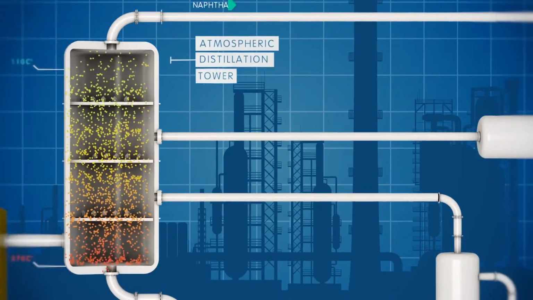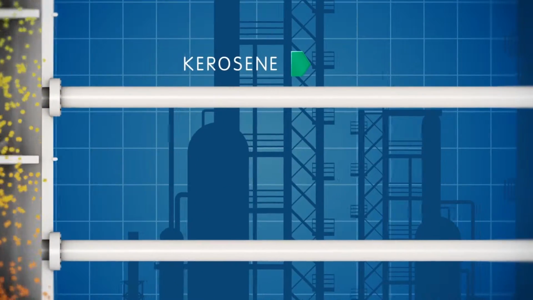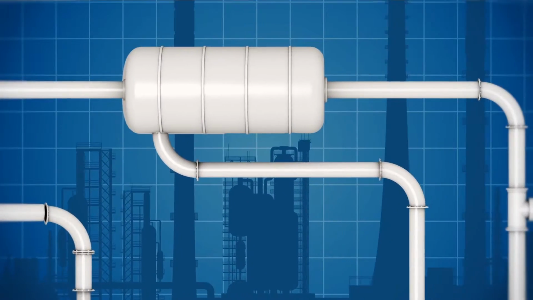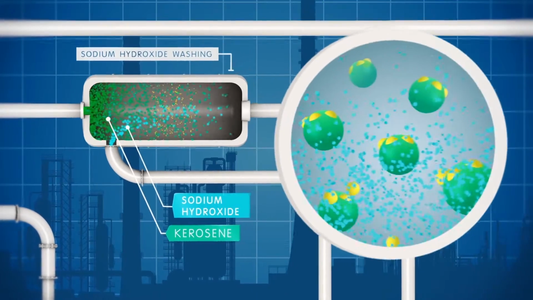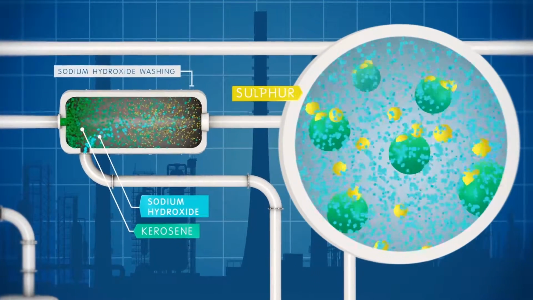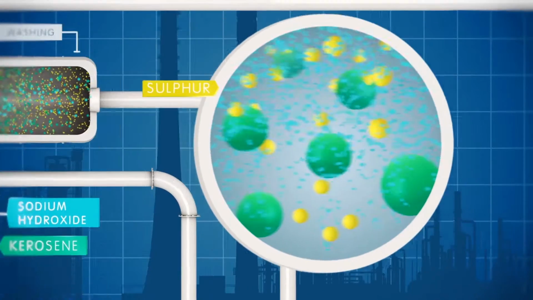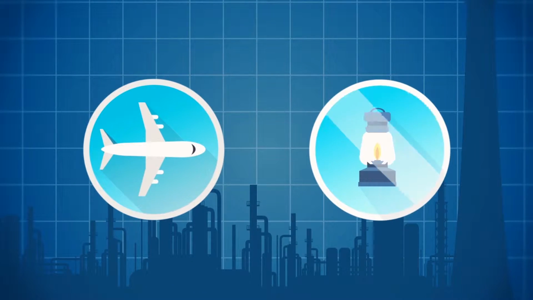The first side fraction of the atmospheric distillation tower is kerosene, a particularly flammable fuel. In order to improve its quality, sulfur compounds are removed through washing with sodium hydroxide. The final product is used mainly as jet fuel, as well as lamp oil.